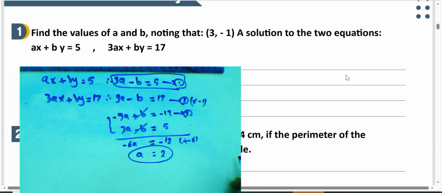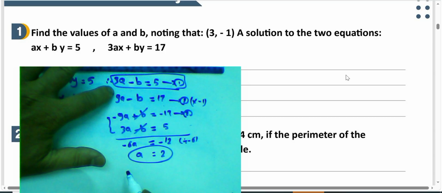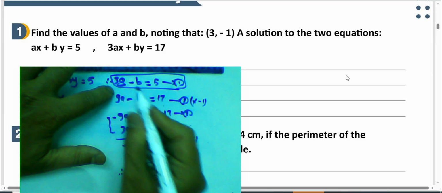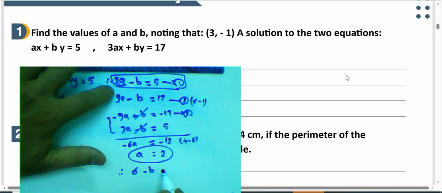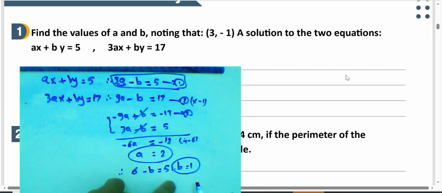You can find the value of b by putting it in any equation like this. Put in equation 1, the value of a equals 2. 2 times 3 equals 6. Then we have 6 minus b equals 5. Then the value of b equals 1. Then we have the value of a and the value of b. Understood? Next question.